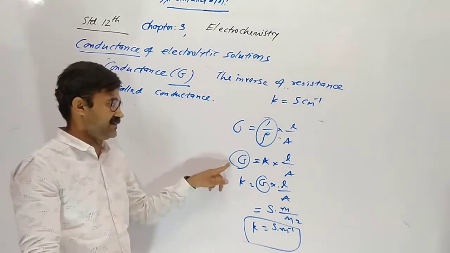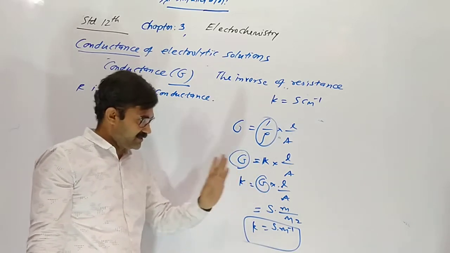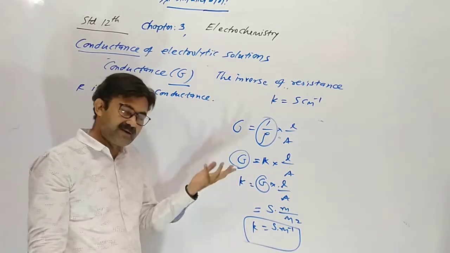G is conduction, K is the specific conduction, but IUPAC recommends the word conductions for both. How can we separate them? With the help of the unit.